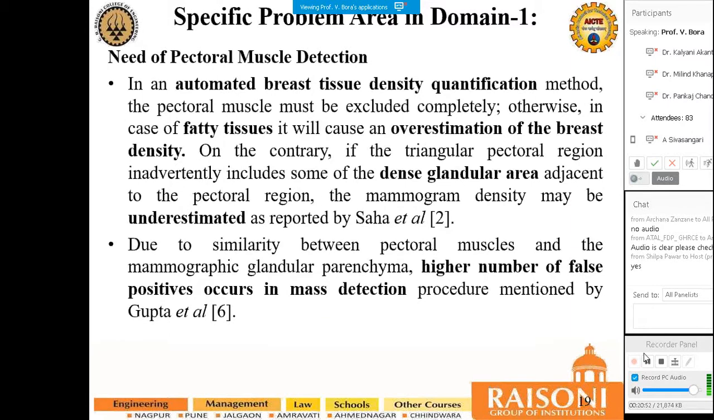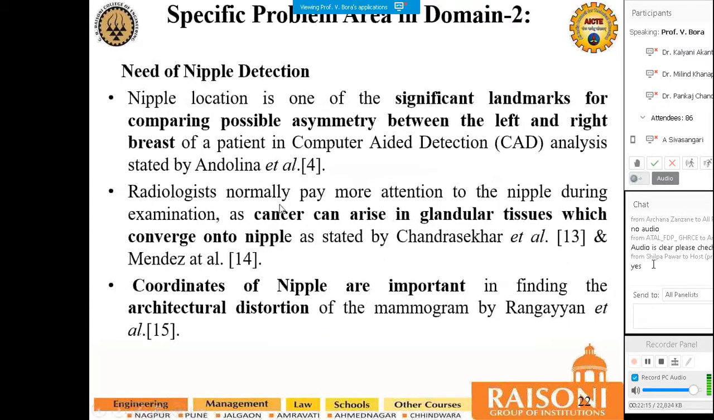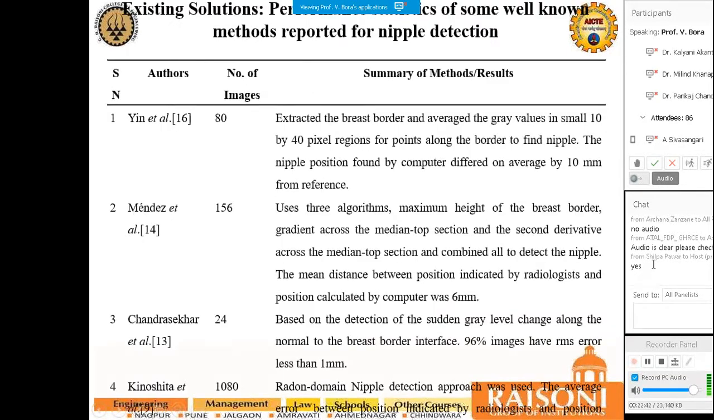Radiologists normally pay more attention to this reference during the examination, as cancer can arise in the glandular tissues which converge onto the reference point. This was given by this reference. And the coordinates of the reference are important in finding the architectural distortions. All the architectural distortions are calculated with respect to this reference point, as given in the Ranjan et al. 15th reference. So these are the existing solutions. They had worked on this number of images. These are the authors, and this is a summary of their work.